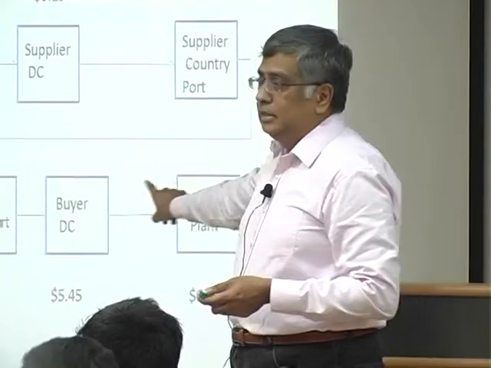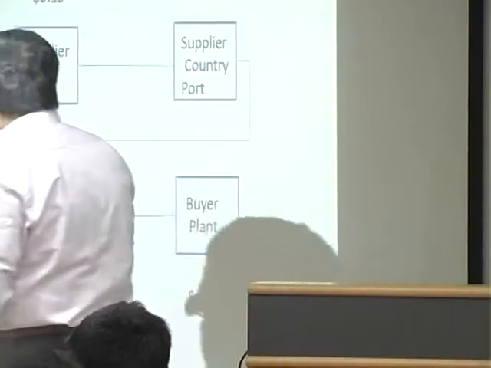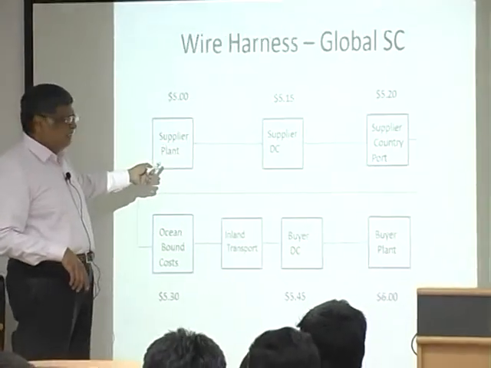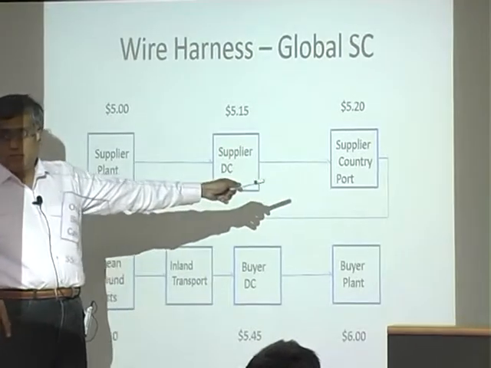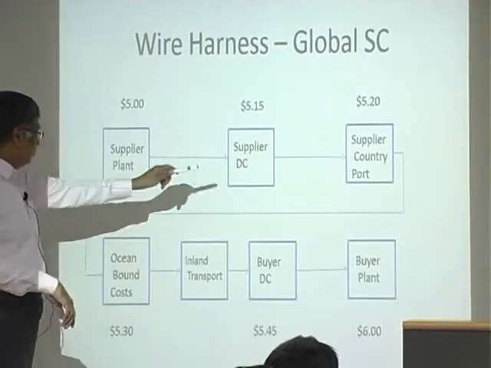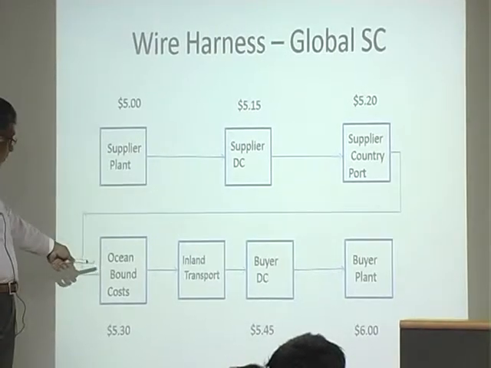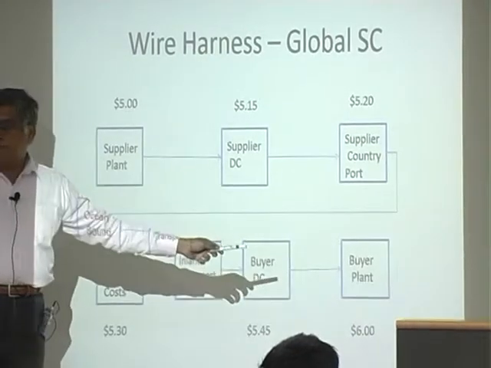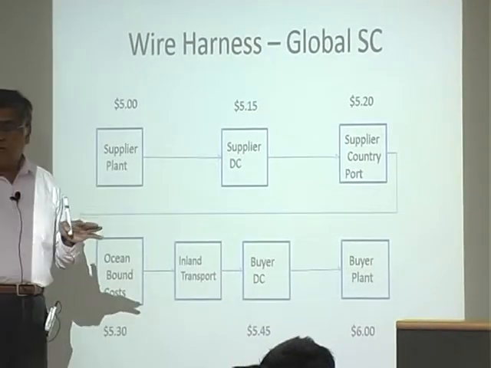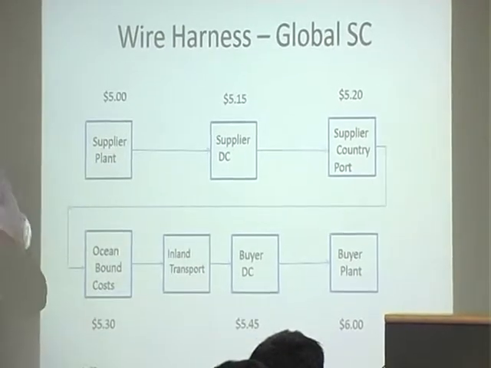Now, if I take any global sourcing situation, you have a supplier plant in China, and the plant ships its product to a distribution center. From the distribution center, it goes to a Chinese port. From the Chinese port, we have the ocean-bound freight and all the ocean-bound costs, and it comes to the US port. Then there is inland transportation. It goes to the buyer DC, and then to the buyer plant. Typical supply chain.